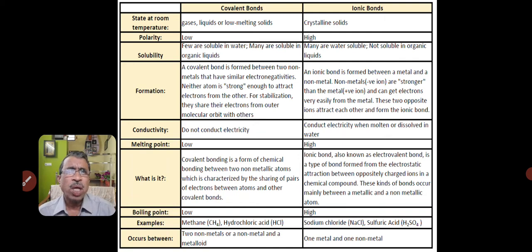So this is another table which shows the properties difference between covalent bonds and ionic bonds. Students, you go through the various properties, which give a comparative study between the covalent bond and the ionic bond.